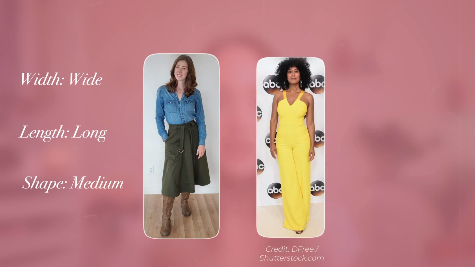Wide, long, medium. So this type has width in their frame, so they have wide shoulders, a blunt bone structure with a long vertical line, which means they look long and they typically are tall.